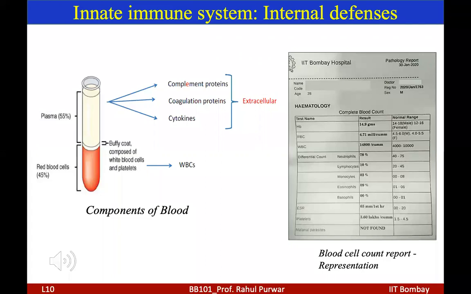So these are your white blood cells, and within white blood cells, they are telling you what type of white blood cells you have, like neutrophils, lymphocytes, monocytes, eosinophils, basophils. So these cells act as the internal defense and they try to kill the pathogen.